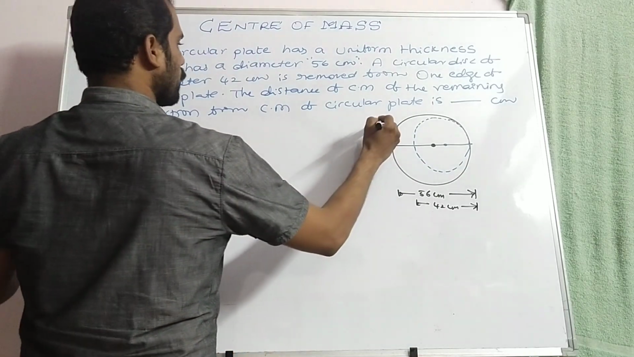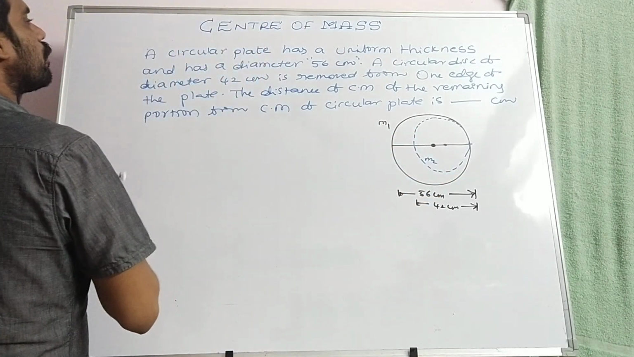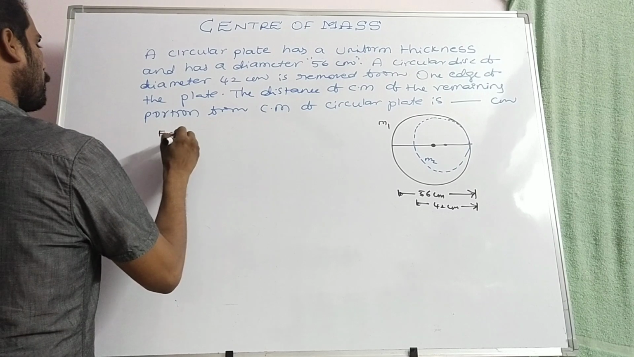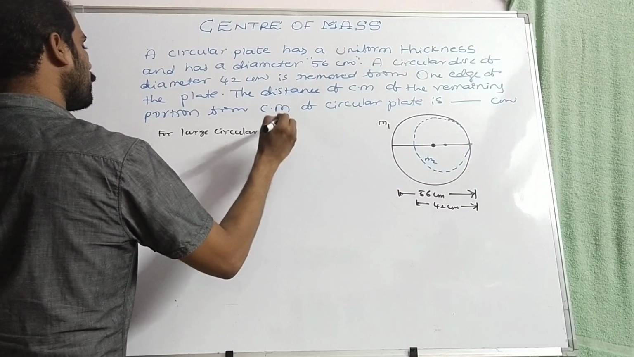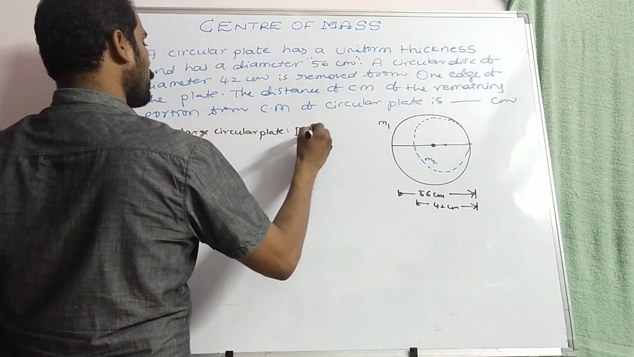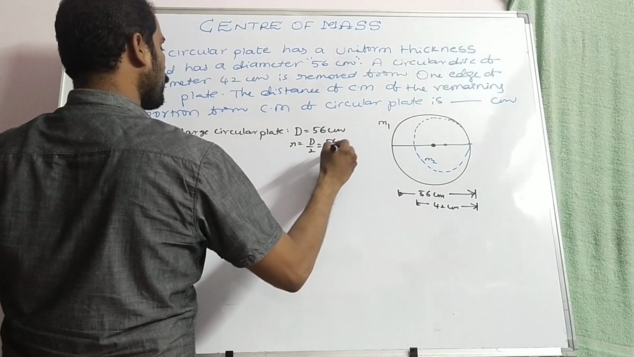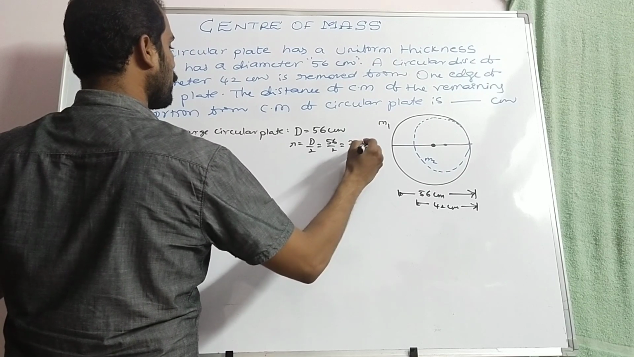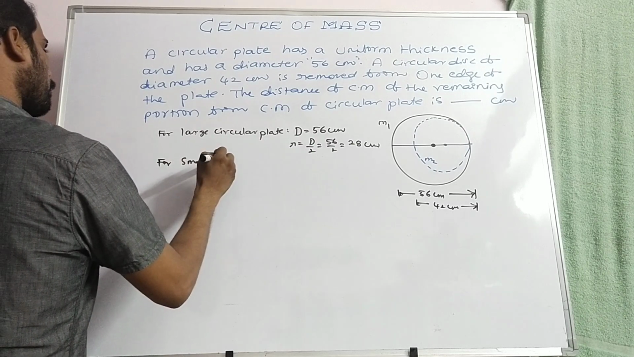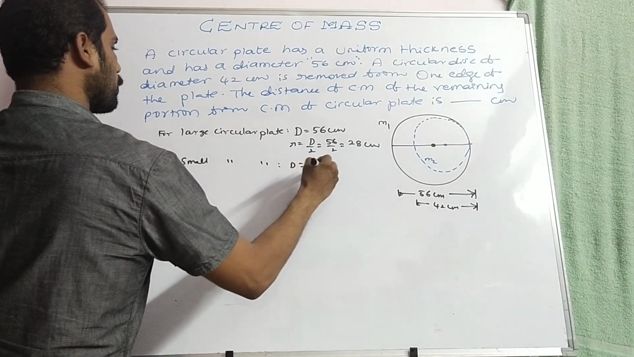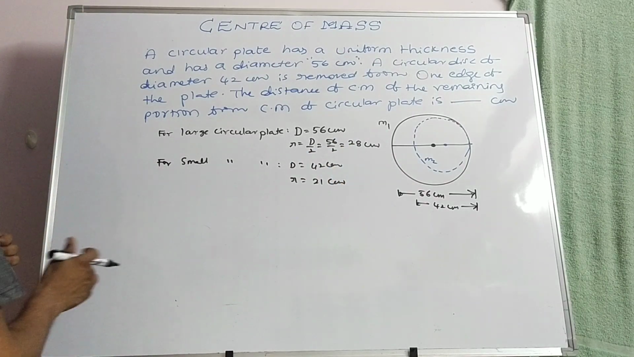So this is m1, this is m2. For the large circular plate, diameter D is equal to 56 centimeter, radius R is equal to D by 2, that is 56 by 2, so 28 centimeters. For the small circular plate, diameter D is equal to 42 centimeter, small r is equal to 21 centimeter.